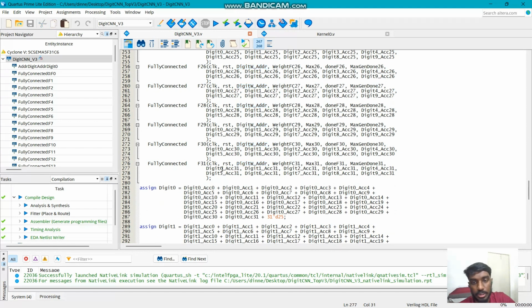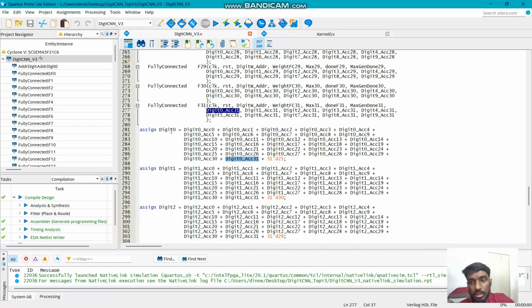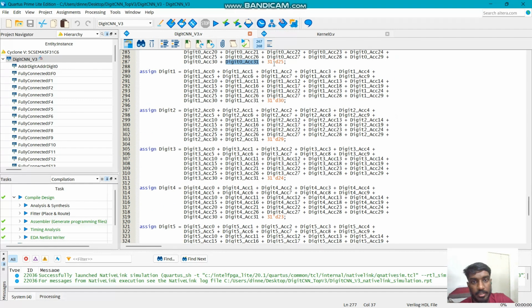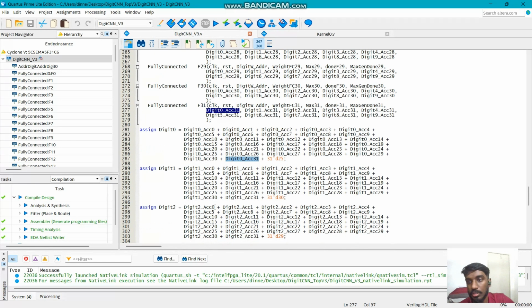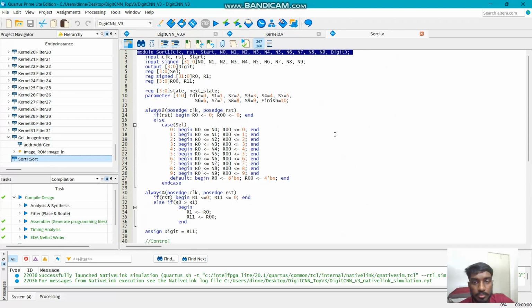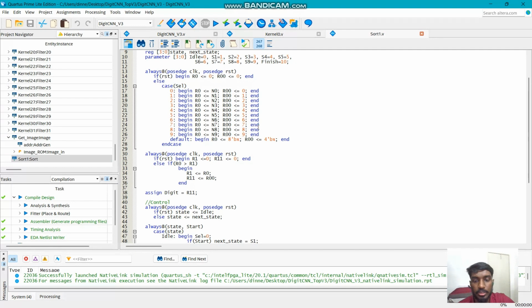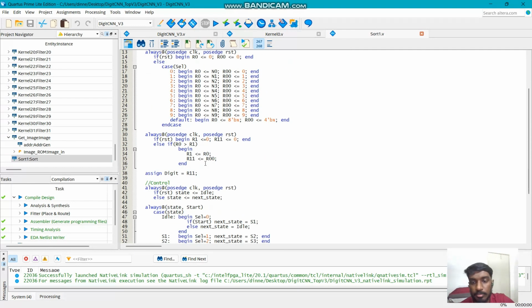So the output of each fully connected layer, after the multiplication and the summation, will be added together, digit 0 until digit 9, and added with the bias. Later on we will compare in the sorting module, and as I previously mentioned, it's the same concept.